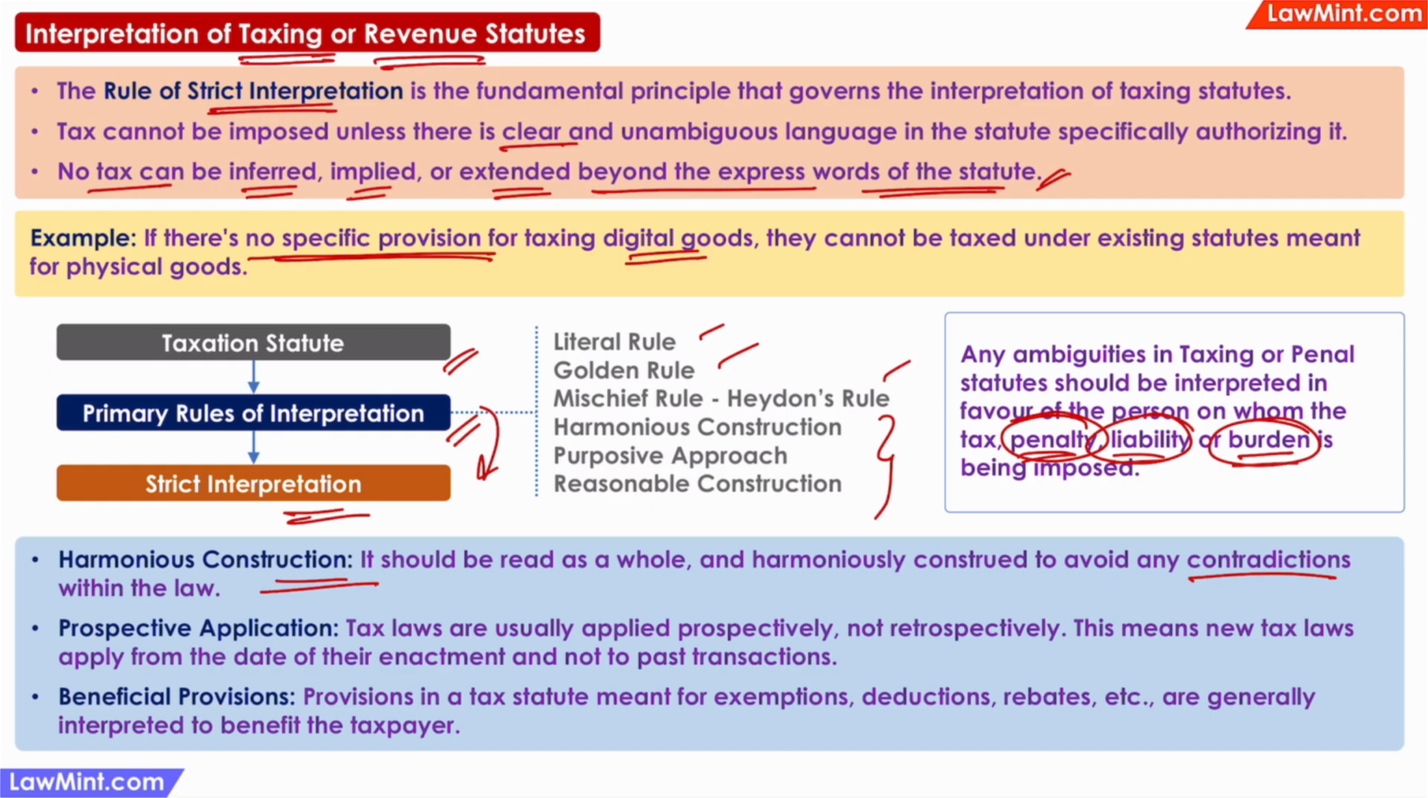Also, new tax laws should be applied prospectively on transactions occurring after the enactment of the statute and not on past transactions that occurred before the law became effective. And the beneficial provisions of a statute that give any exemptions, deductions, or rebates must be interpreted to benefit the taxpayer. And any interpretation of any statute must be validated against the presumptions as to interpretation of statutes.